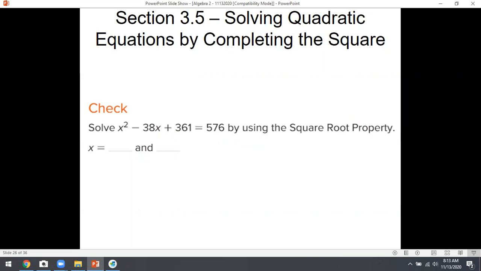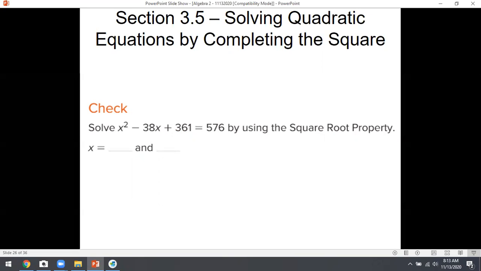x squared minus 38x plus 361, 576. Now, these particular problems that I'm modeling right now were not designed to be solved with completing the square, but I am having you practice it because it works all the time. So I'd rather you learn one thing that works all the time than me try to teach you like 8 different strategies that sometimes work and sometimes don't. We'll just always use this thing right here.